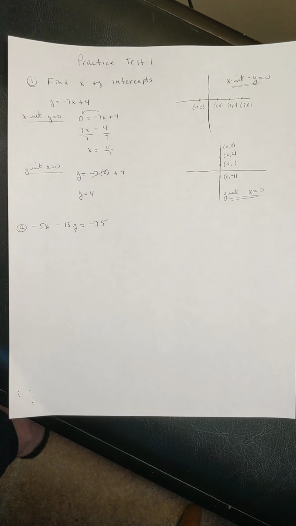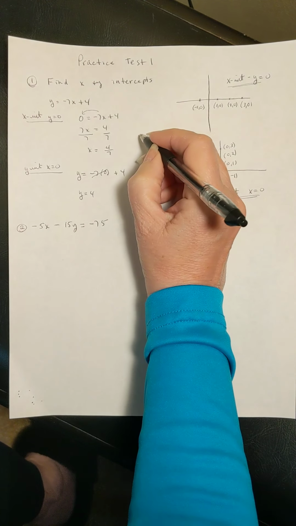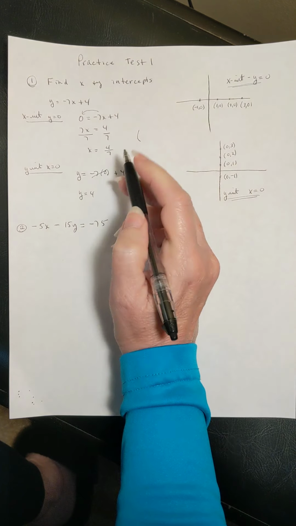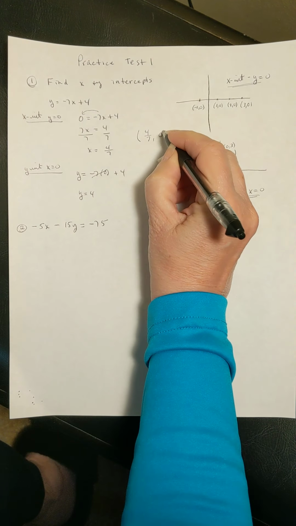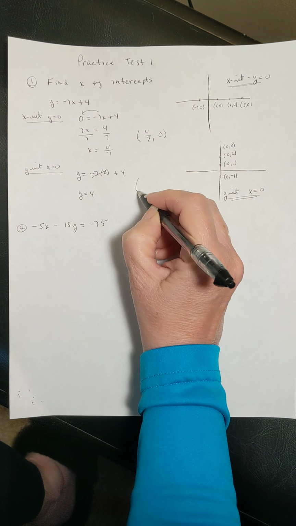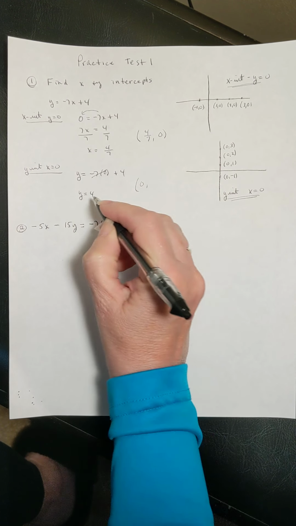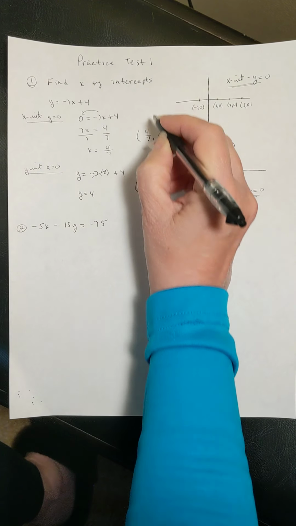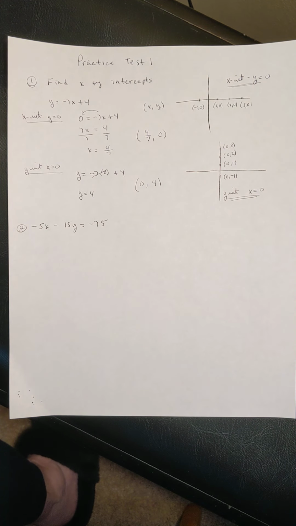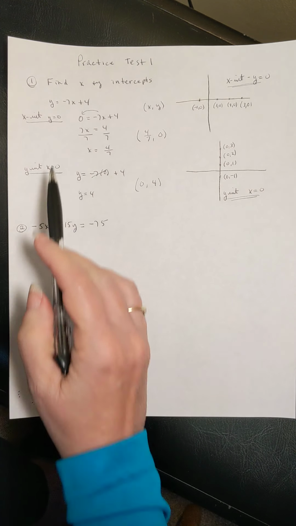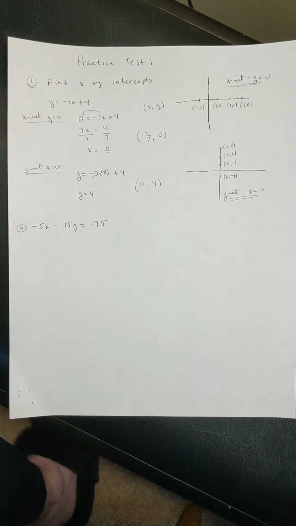Now you do have to write these as points. So on this one, notice the x is 4/7 and the y is 0. And then on this one, the x is 0 and the y is 4. And it's always x and then y. All right, so that's how you do the problems that are written in slope-intercept form.